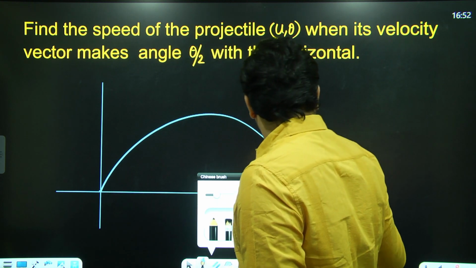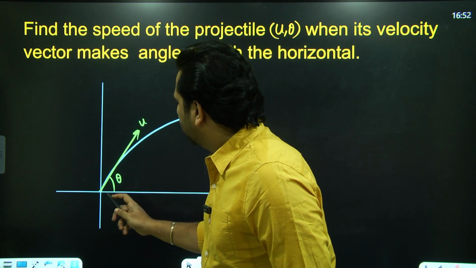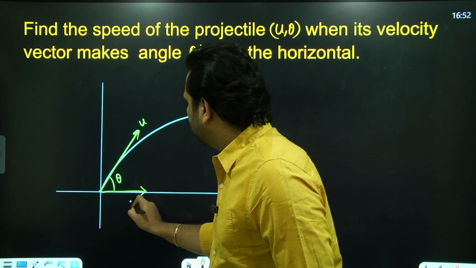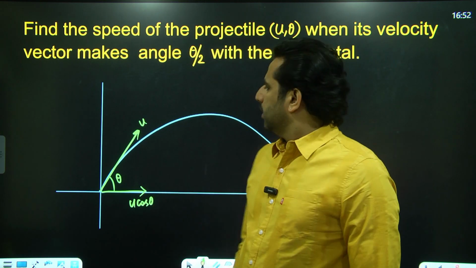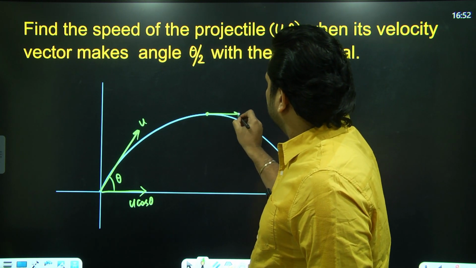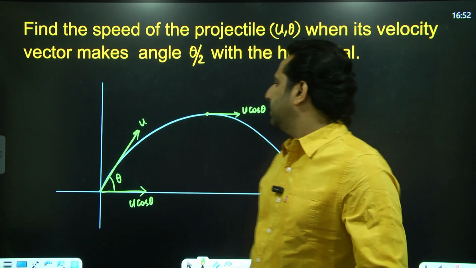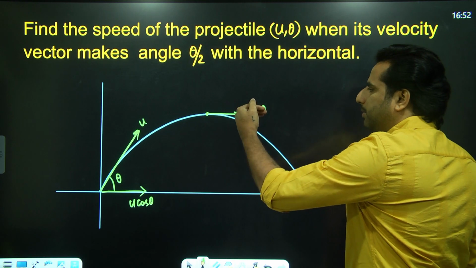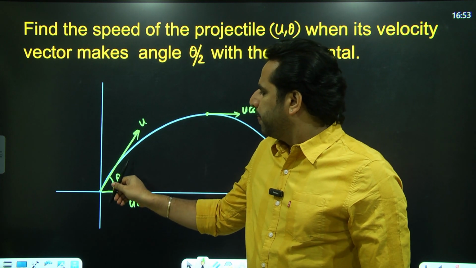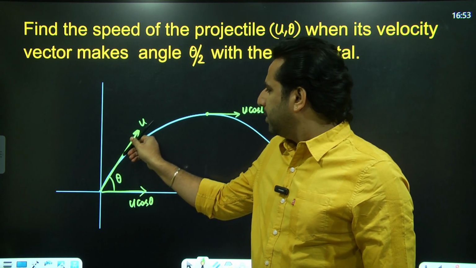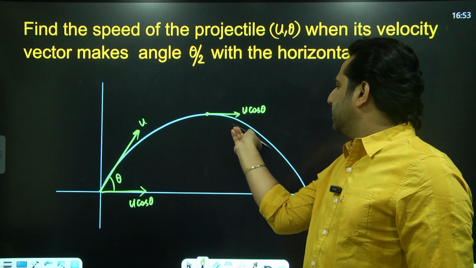Initially, it has got certain velocity u. The angle of projection is theta. The horizontal component of velocity is u cos theta. I am not bothered about the vertical component. It goes on decreasing. At the maximum height, there is only horizontal component, but the vertical component has become 0. The angle that the velocity vector is making with the horizontal at the maximum height is 0. So the projectile's velocity vector makes angle theta initially, and that goes on decreasing while the projectile reaches maximum height, and finally it becomes 0. Then it starts increasing in the opposite direction.